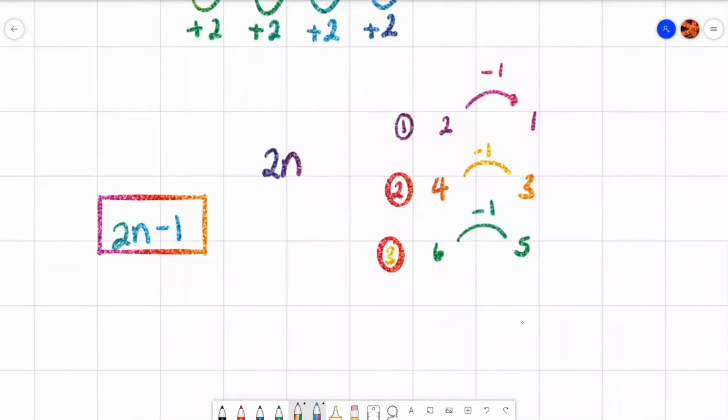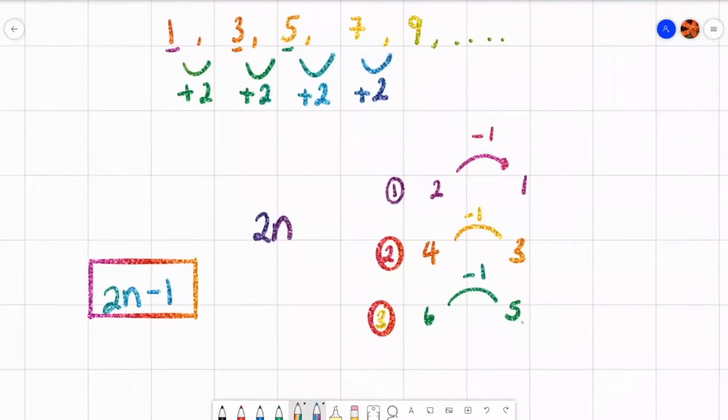Okay, and we can check that because we've done the third term. The fourth term, well, the fourth number in the 2 times table is 8. If I subtract 1, I get 7. And look, my fourth number is 7. Let's have a look at a different example.